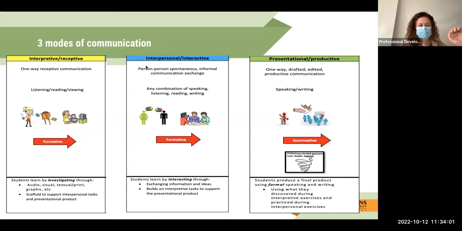You're going to use the material from the interpretive, and a discussion from the interpersonal, to finally do the presentational mode of communication, where it is again one way this time, and the students are going to create, edit a speaking or a writing task. Make sure that you understand that in the presentational mode of communication, it is formal. You have to use formal speaking and writing for this final task. Your speaking will look like a debate. Your writing is going to look like an essay, like a newspaper article.